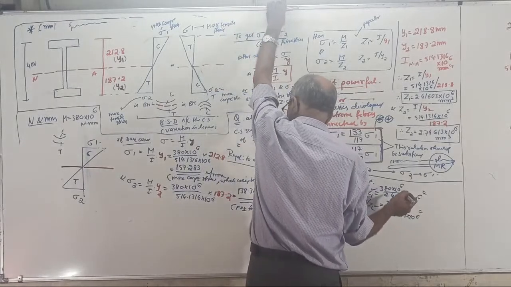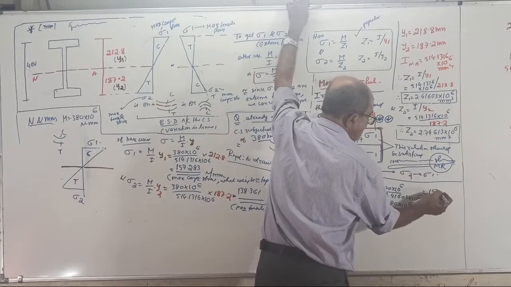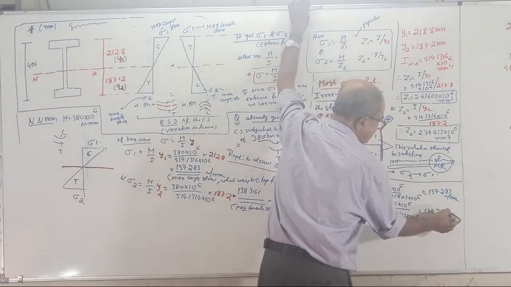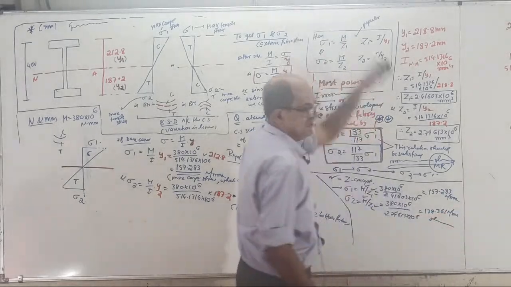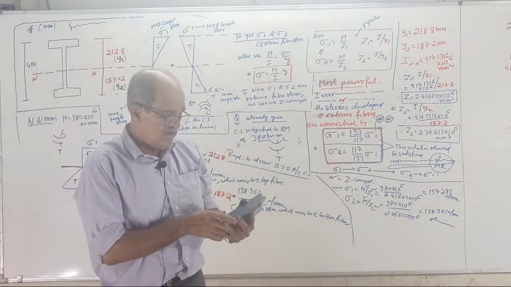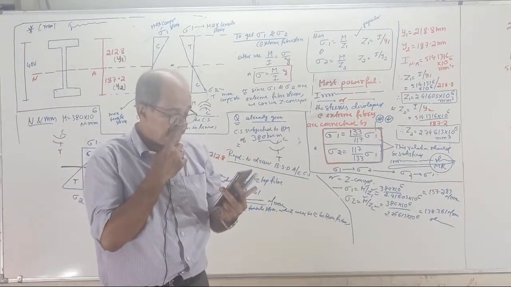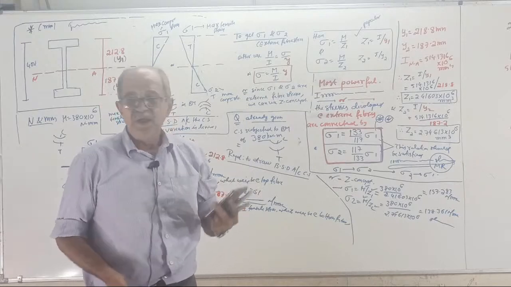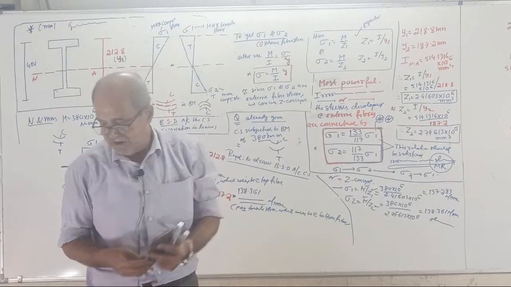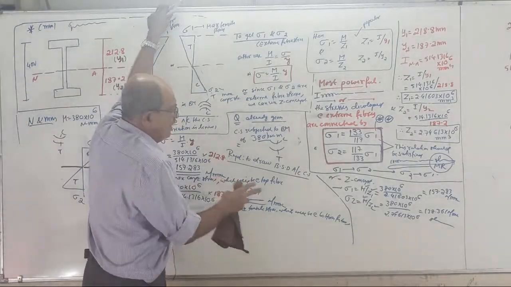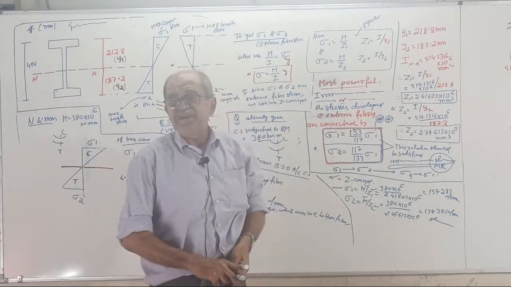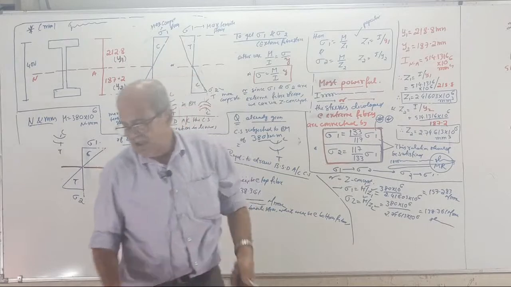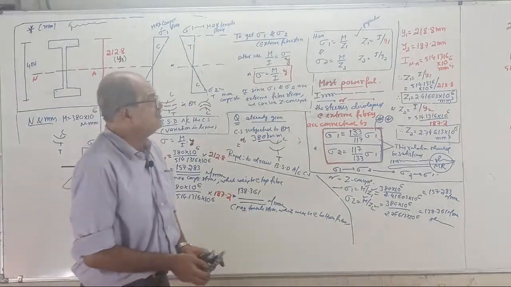How much is it? First one, 157.283 N/mm². Second one is 138.361 N/mm². Same answer. It has to come the same because both are the same. But you cannot use Z for an intermediate fiber. Make a note: from now onwards, if you want extreme fiber stress, we will not use M by I into y, we will directly use M by Z. But M by Z we can use only for extreme fibers. You should not use it for intermediate fibers.